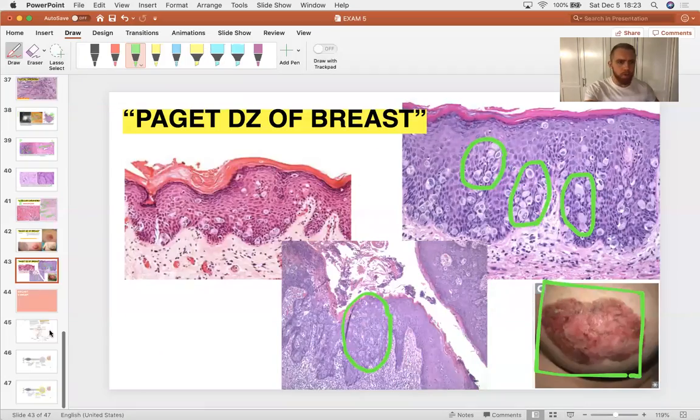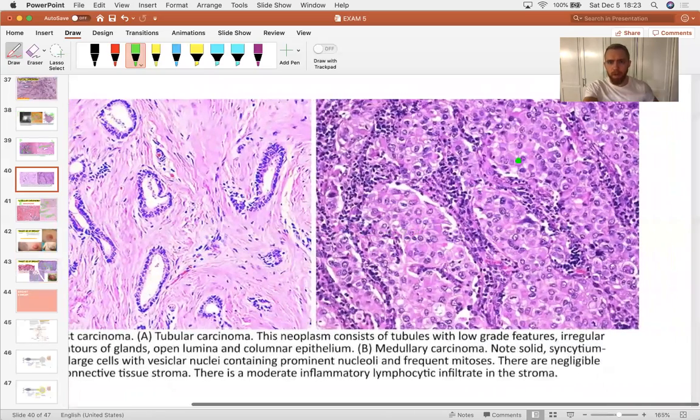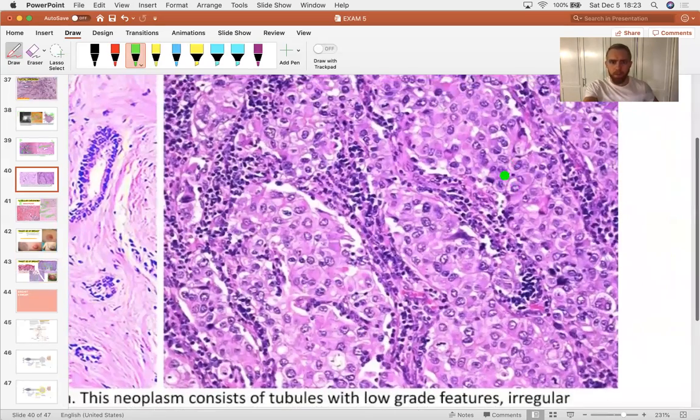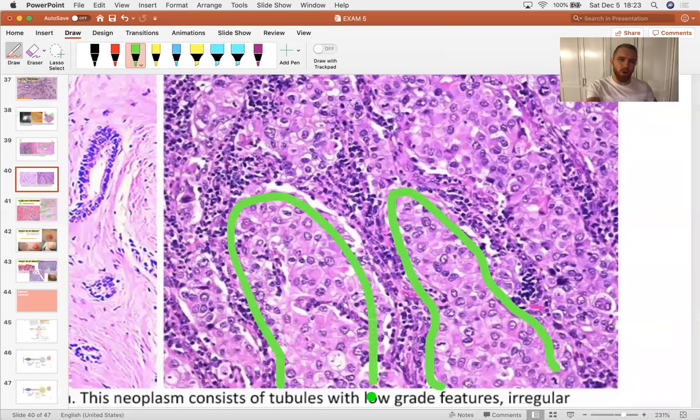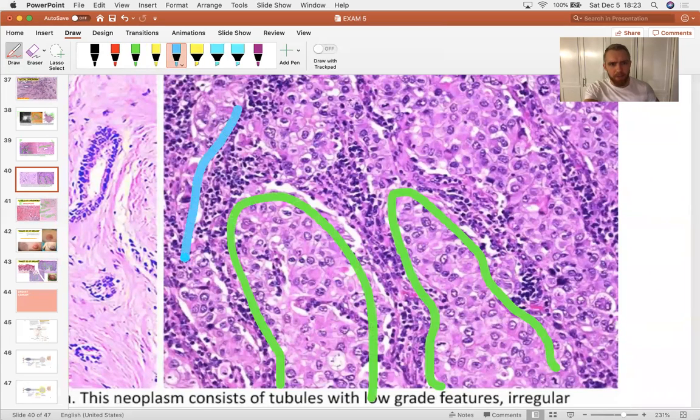So I think I've got a color photo of this one. Here it is on the right-hand side. Let's go look. So cancerous cells, I'll outline here in green. Again, this is an adenocarcinoma variant. And then in blue, I will outline some lymphocytes.